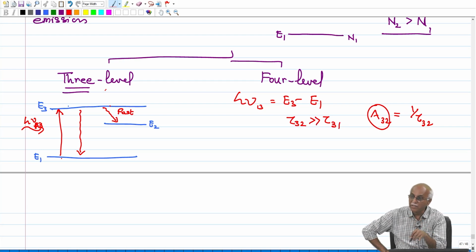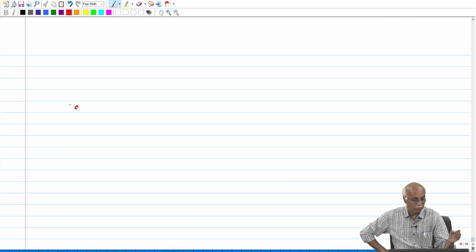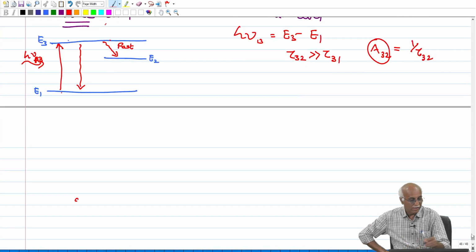If a material is such, then what will happen? Excited atoms will immediately go from level 3 to level 2. The probability is very large, that is why it will go. How many will go depends upon population and many other parameters as well, but it will go quickly. So, excited atoms over here will immediately go here. So, this level E3 will be approximately empty when you compare with E1.